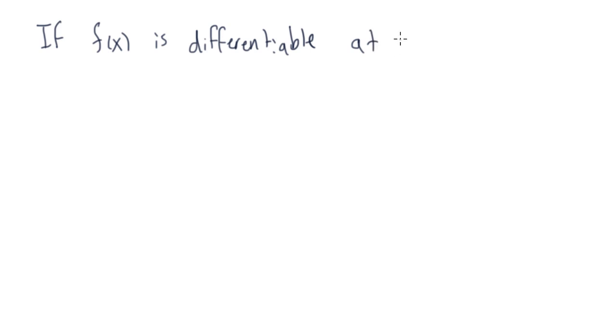So again, let's look at just kind of the geometric meaning of differentiability. So if a function is differentiable, then f is sometimes said to be smooth at x equals a.